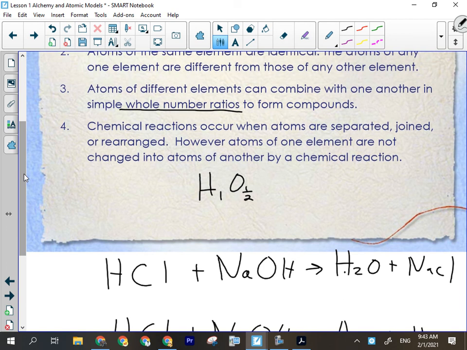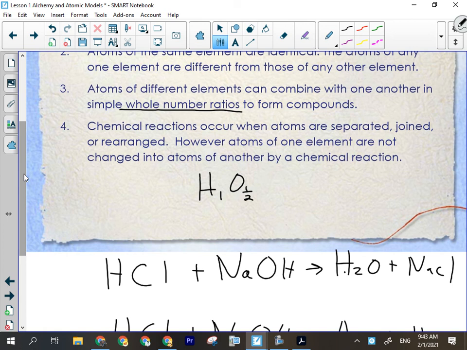Okay, and then the last point was the death blow to alchemy. It talks about what happens when there's a chemical reaction. You're not producing new elements. Okay, you have the same elements in different arrangements. So chemical reactions occur when atoms are separated, joined, or rearranged.